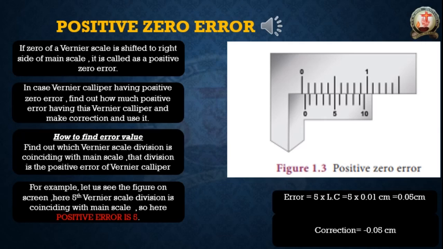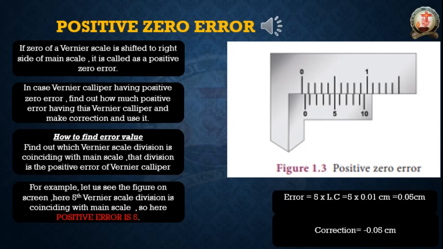Here the fifth vernier scale division is coinciding. As I explained above, that fifth vernier scale division, the fifth line, is coinciding with the main scale division, correct? So here the positive error is how much? 5. Once again, you are finding the positive zero error value.